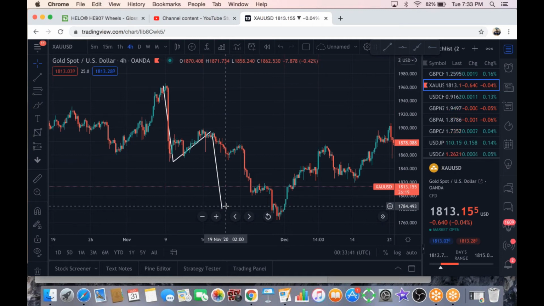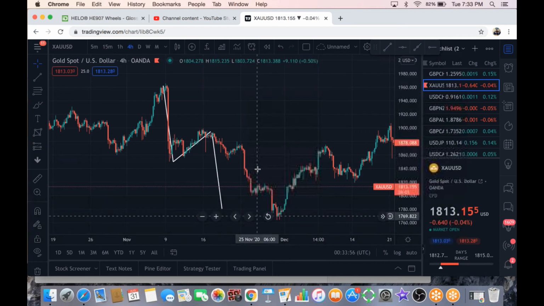I'll look at both sellers and buyers because I'm not just looking on one side of things. I'm looking at both sides of things because anything can change at any time in the market. That's just how it works. So looking at this AB equals CD pattern, that's a completion right there.